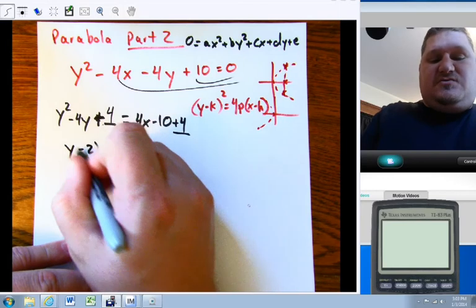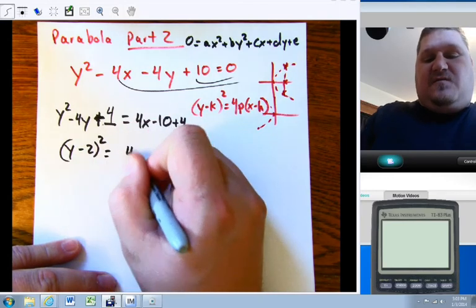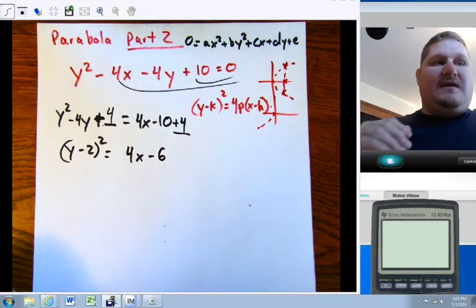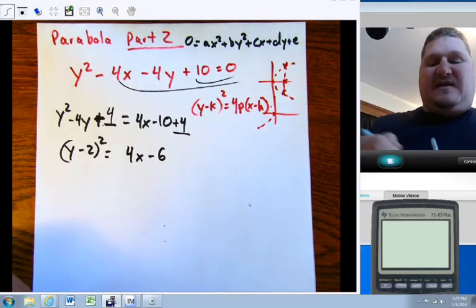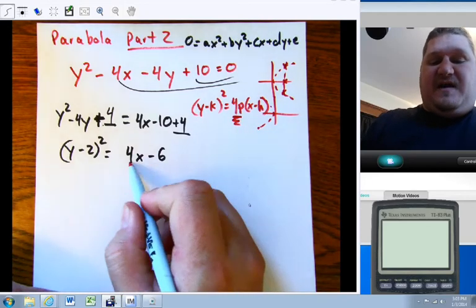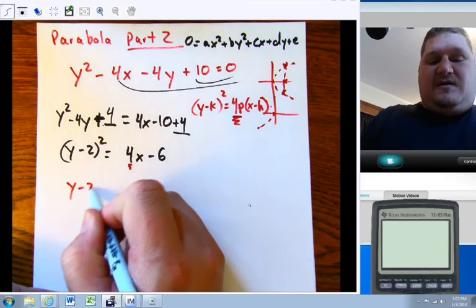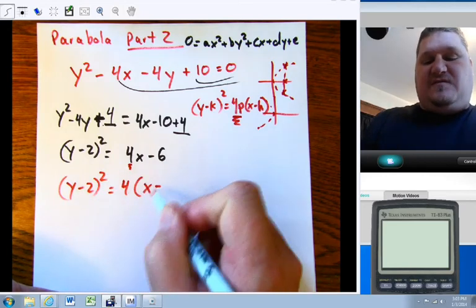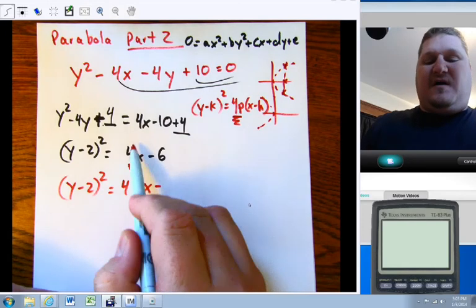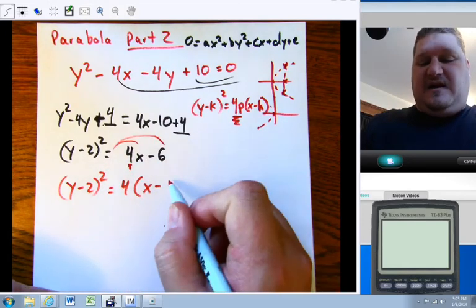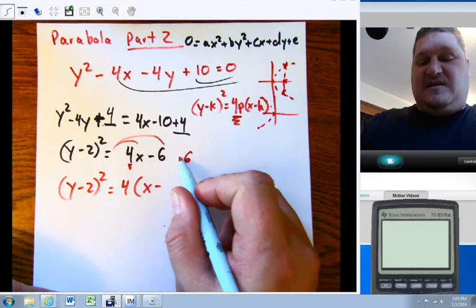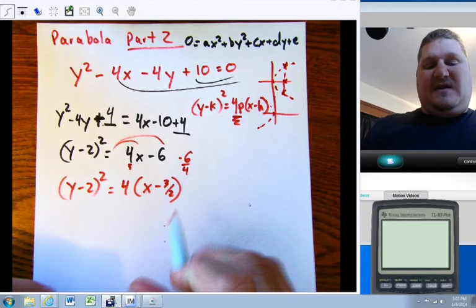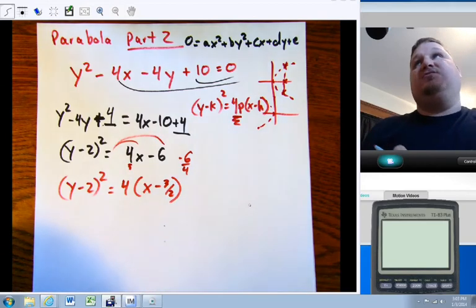(y minus 2) the quantity squared equals 4x minus 6. At this point, you say we're really, really close. Well, let's get that 4p by itself by factoring a 4 out. (y minus 2) the quantity squared equals 4 parenthesis x minus. Now, if I take a 4 out of the first piece, I have to take it out of the second piece, which is going to give me negative 6 over 4, which is negative 3 over 2. It is a fraction, but it's not too bad.